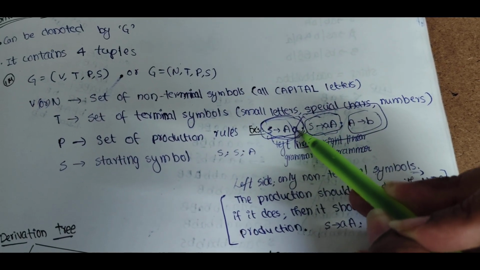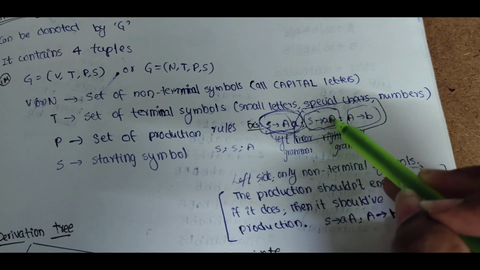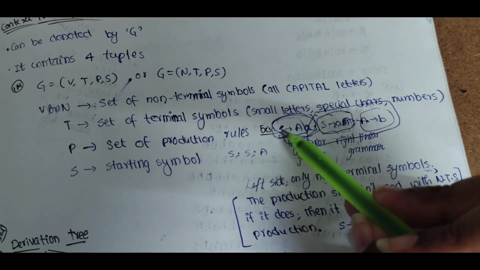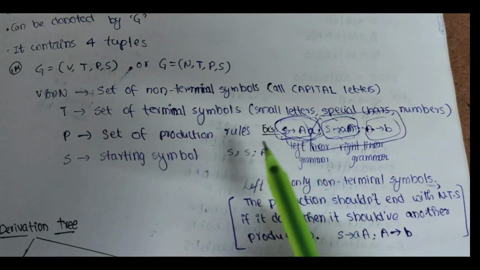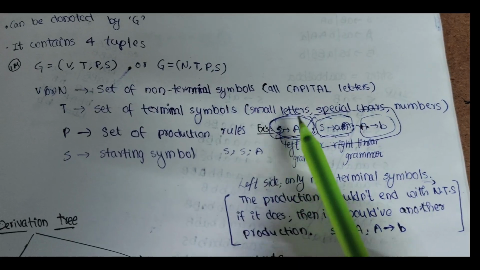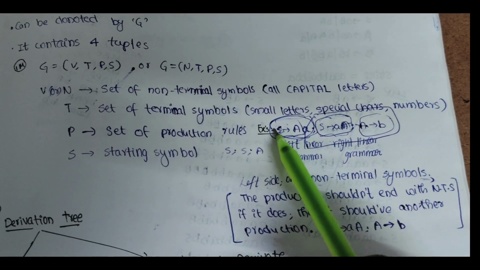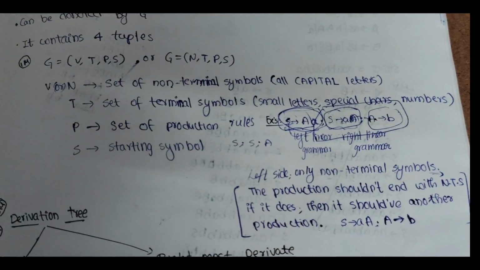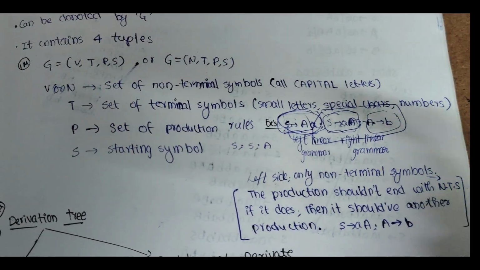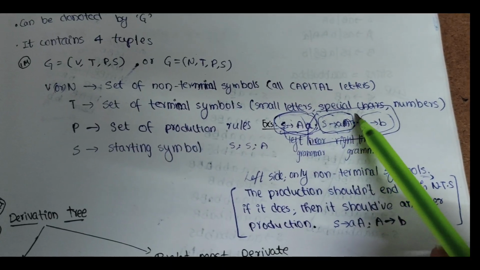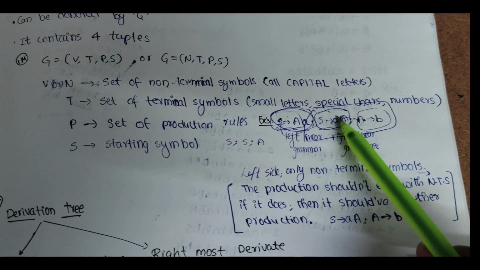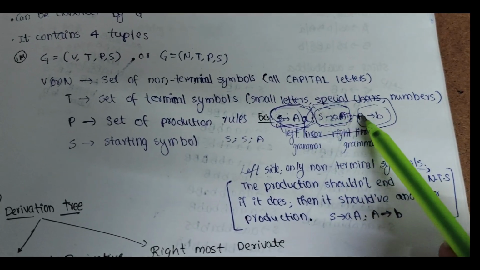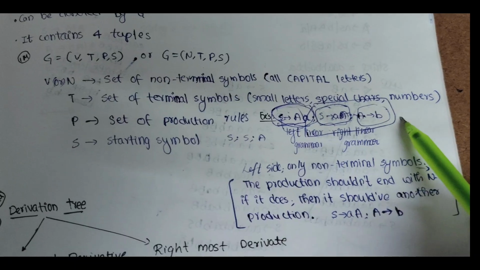We have a terminal symbol here, so one production is enough. We have a non-terminal symbol here, so we need 2 productions. Also we have S over here, right? It has to be a non-terminal, which means we always need to have capital letters over here. So on the left side only non-terminal symbols are allowed. If the production ends with a non-terminal symbol, then we should have another production with this alphabet. So when it ends with capital A, we have another production, that is A gives B.